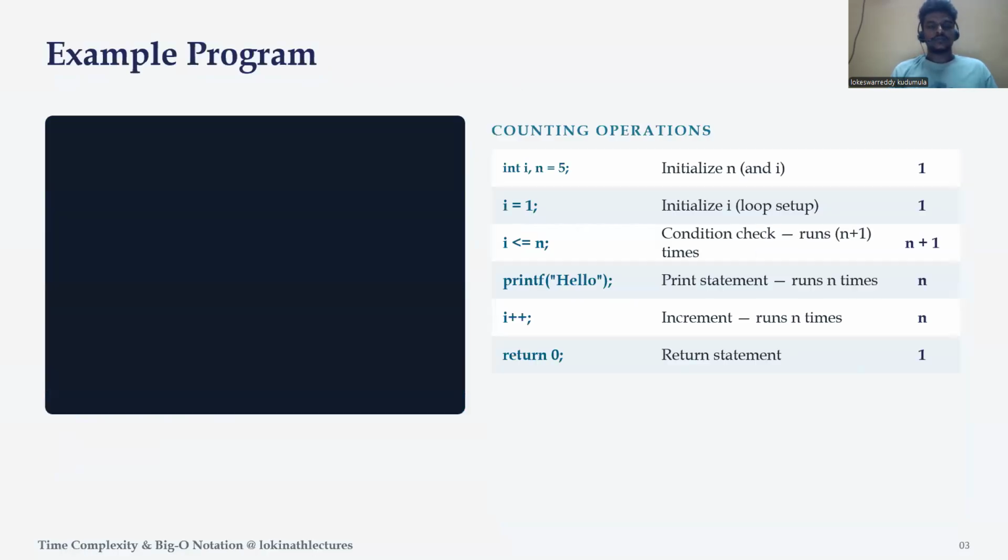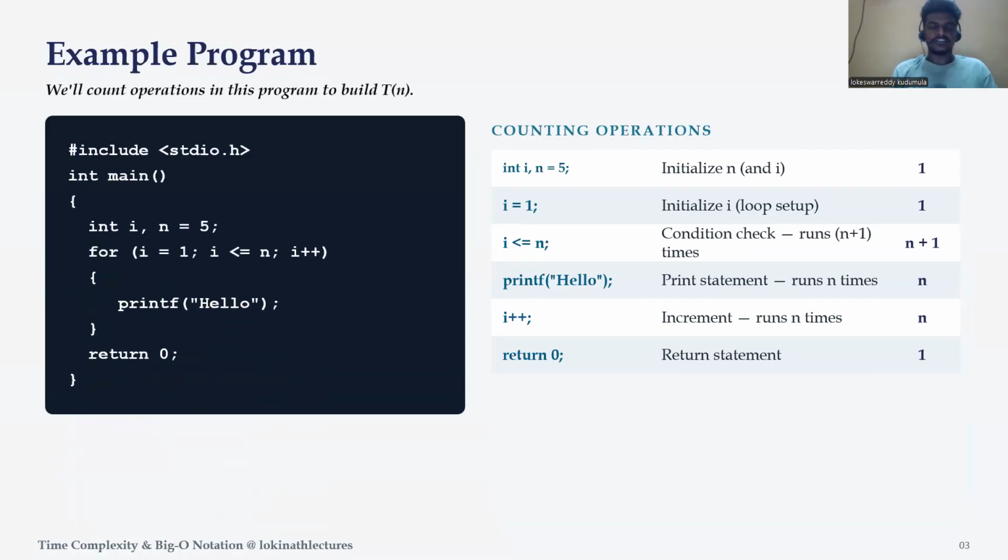So this is the example program. It's just a simple example program. If you observe this program, we need to find the counts of how many operations are performed and executed.